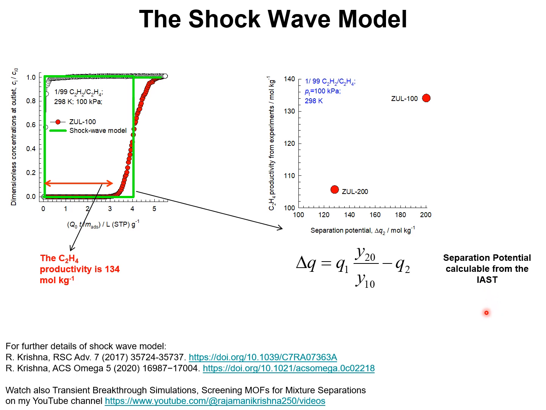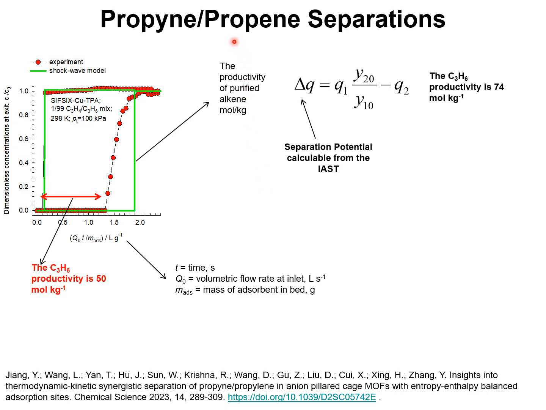Let's now proceed and examine separations of mixtures of propyne and propene. Propene feedstocks to polymerization reactors should also contain less than about 40 ppm of propyne in order to prevent poisoning of the polymerization catalyst. So let's examine the selection and evaluation of MOFs for propyne-propene separations.